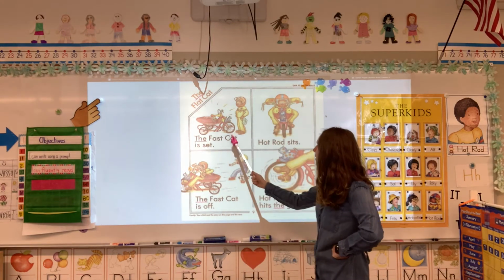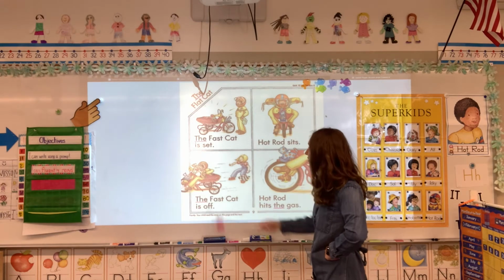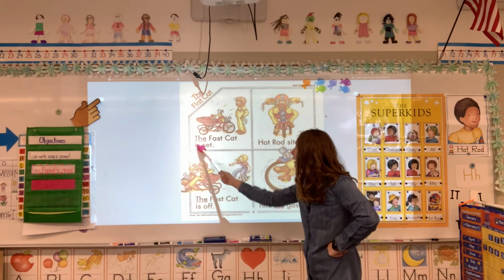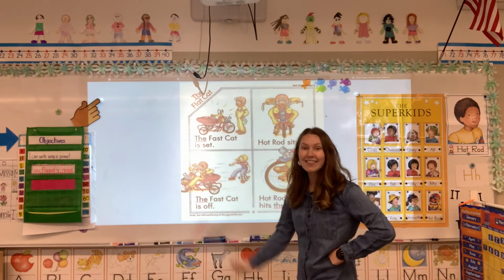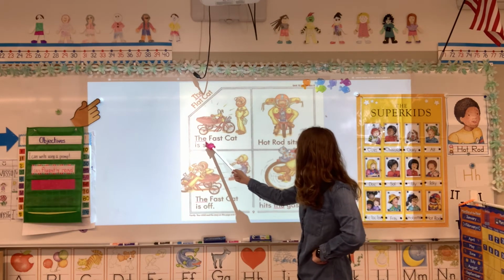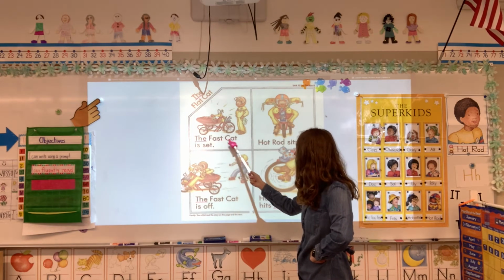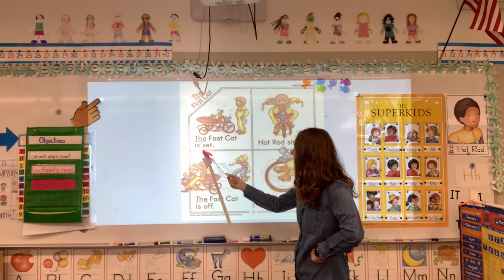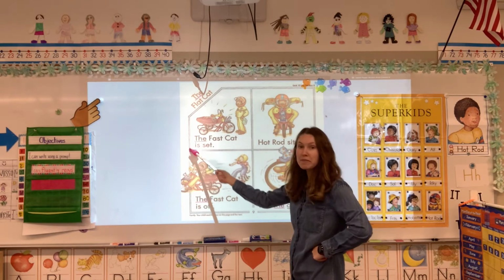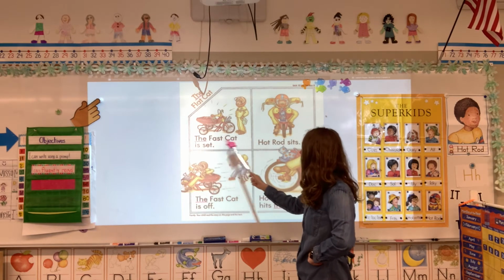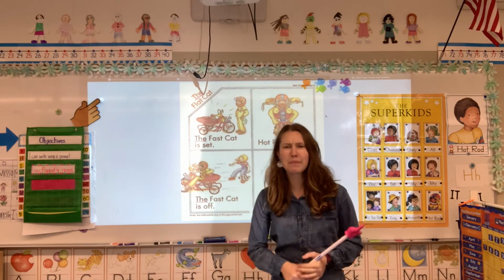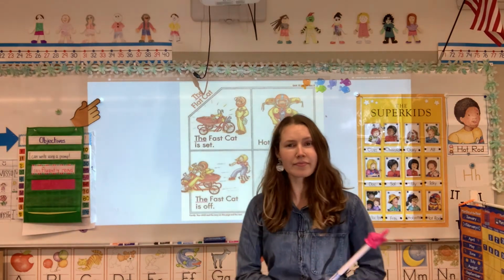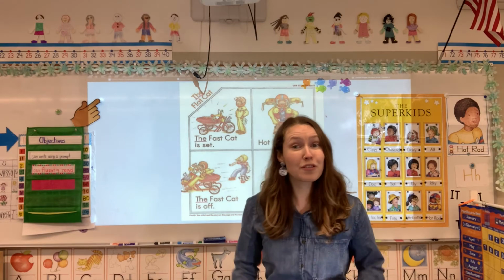Okay, we're going to start in our first box here on the left side. And here I see our memory word, the. It's underlined in pink. The fast cat is set. There's our other memory word, is. The fast cat is set. What does that mean that it's set? It means that it's ready to go.